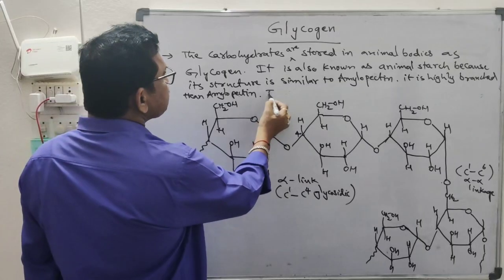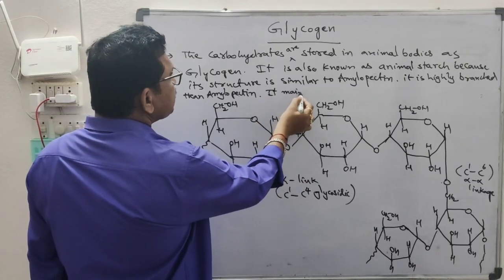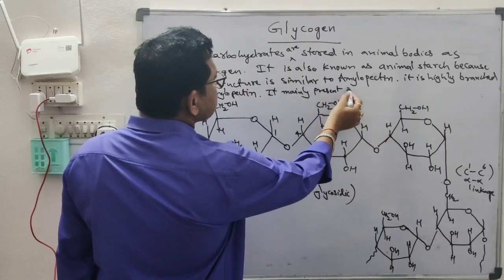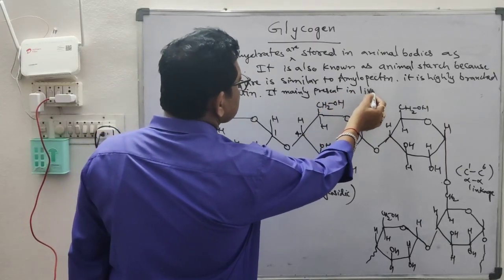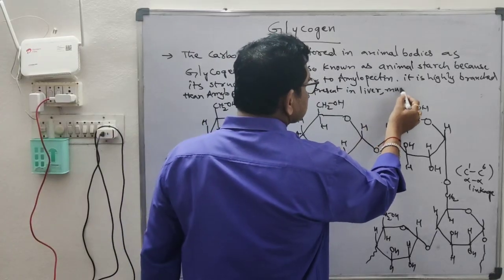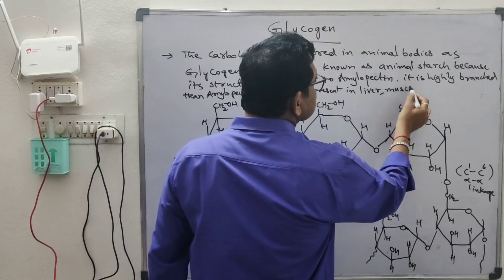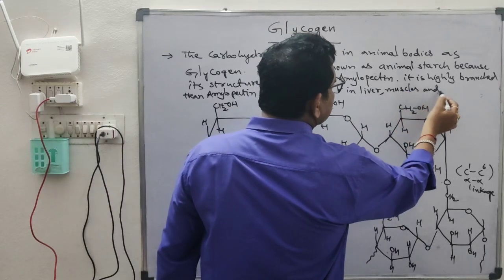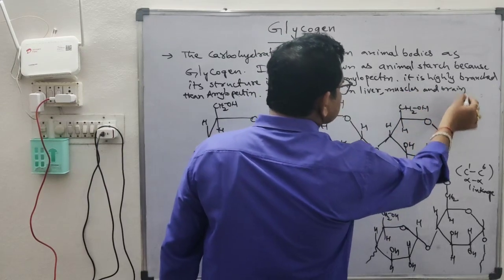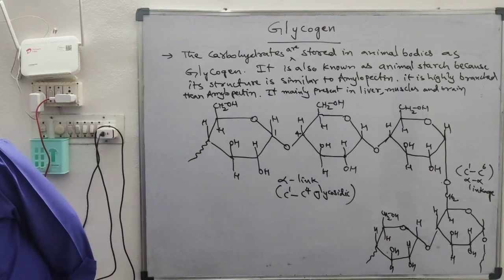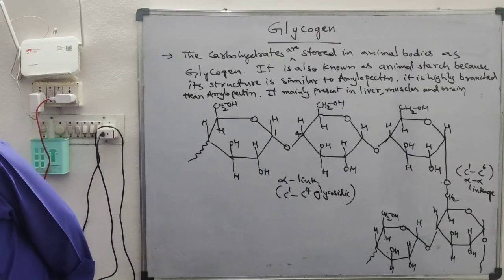It is mainly present in the liver, muscles, and brain of animals.